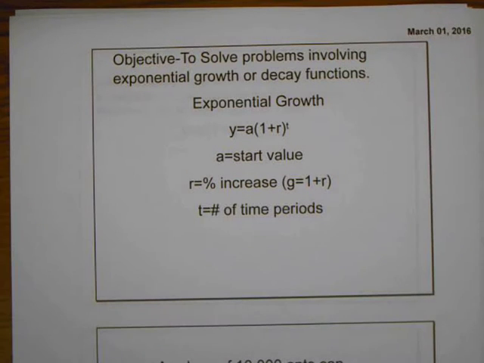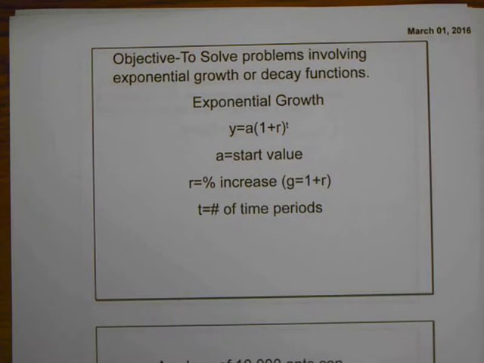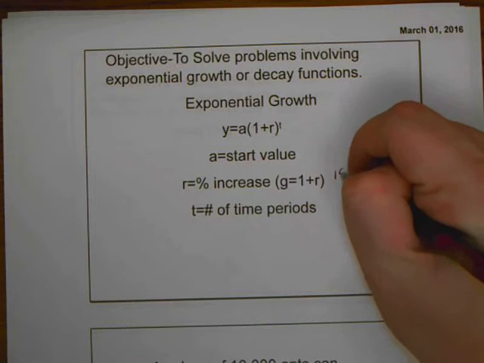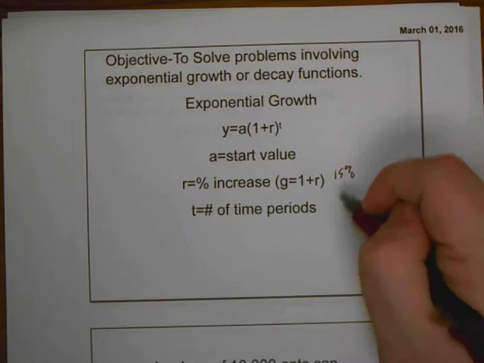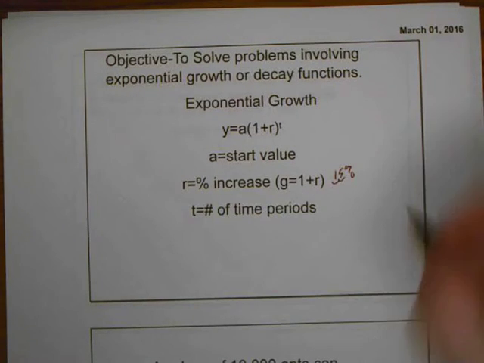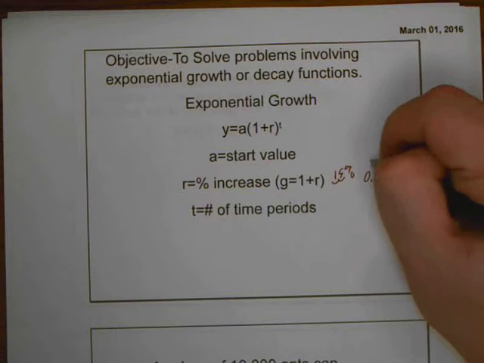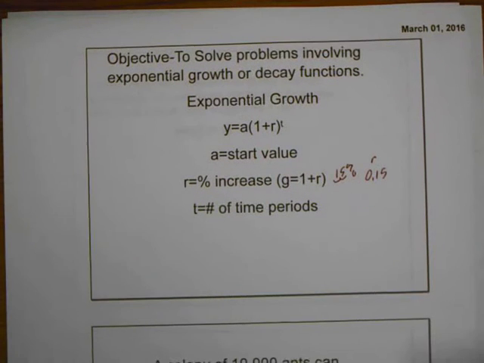To plug it into our formula, though, we need to change that percentage into a decimal. So, for example, if it said 15%, we would need to move the decimal 2 places over, and that would become 0.15, and that would be our R.